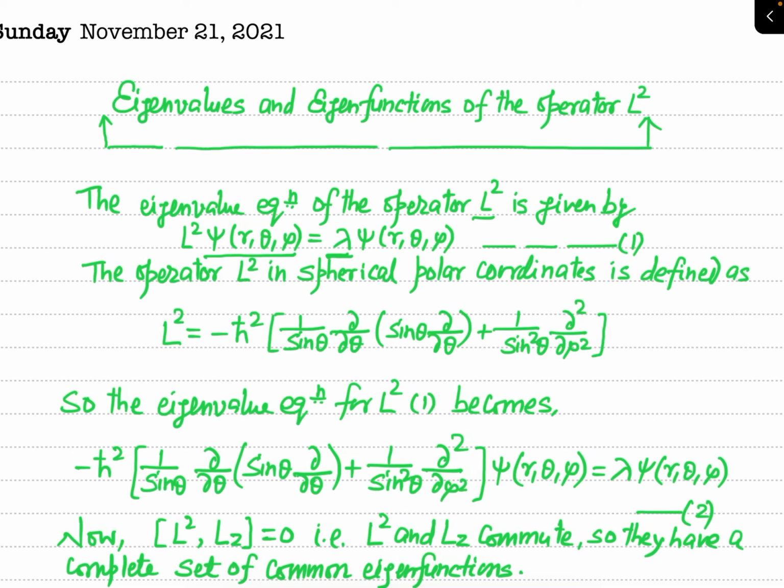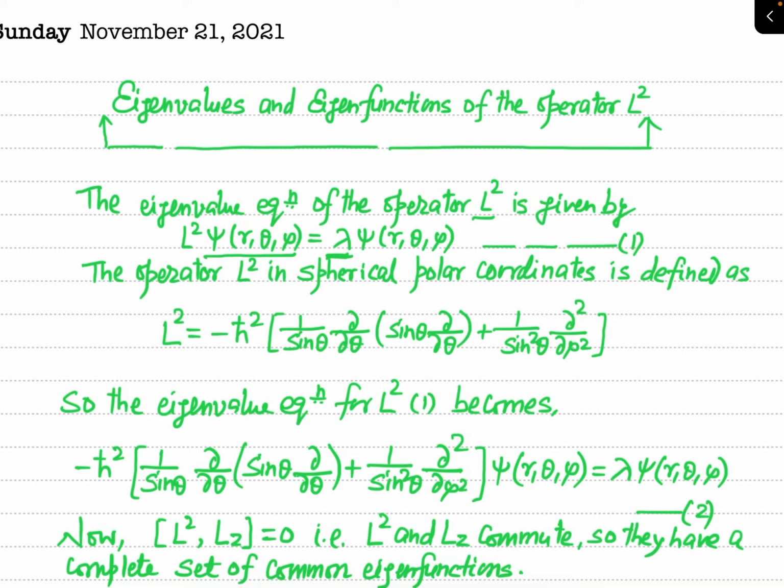As I have told you, in this equation psi of r theta phi is the eigenfunction of this operator L square, and lambda is its eigenvalue. Our aim is to find both of these. That is, first of all, we will see how the eigenvalue lambda will be found, and then we can also see what will be this eigenfunction psi of r theta phi of this operator L square.